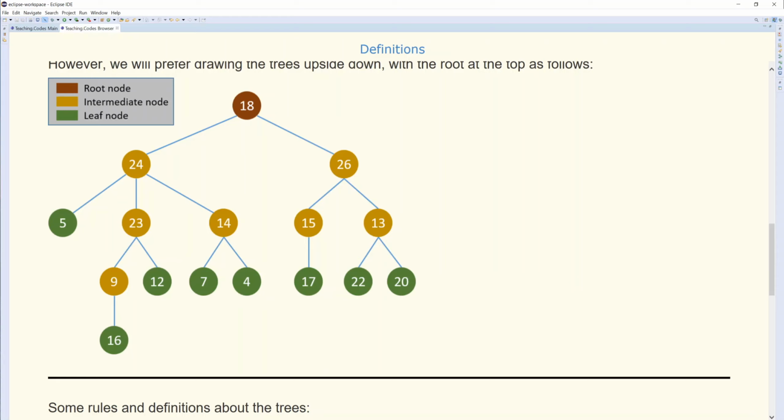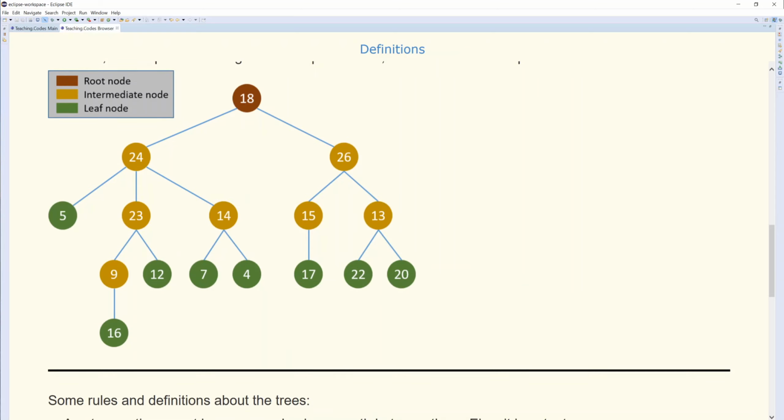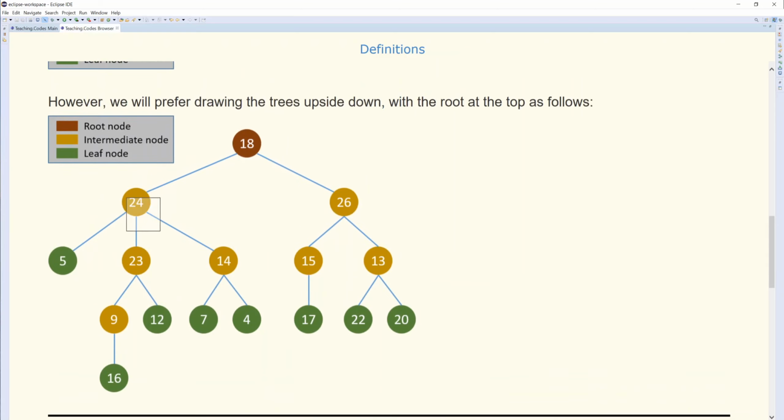One straightforward way would be to have a pointer to each child, but note that some nodes have more than one child. So 24 has 3 children, 23 has 2 children, 9 has 1 child, 5 has no children at all. So how do I manage the variable number of children? I could have nodes that have more than 3. You could have a node which has, say, 10 children. So there's no limit on the number of children.